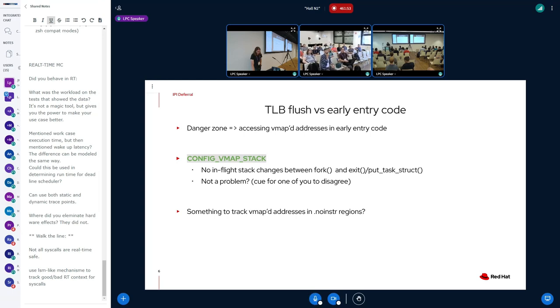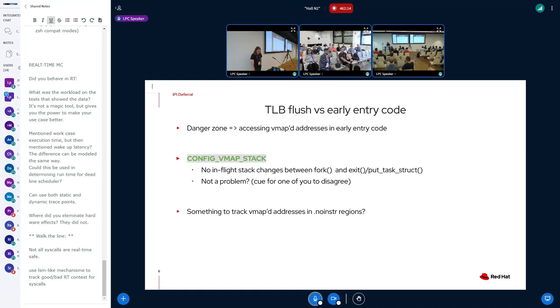One of the things that was raised by Nicholas was if you have VMAP stack. But as far as I can tell, that's not a problem because only yourself can really touch that, and that's going to be, well, when the task is initialized and then when it dies. There shouldn't be, as far as I'm aware, any missing about with this in the lifetime of a task.